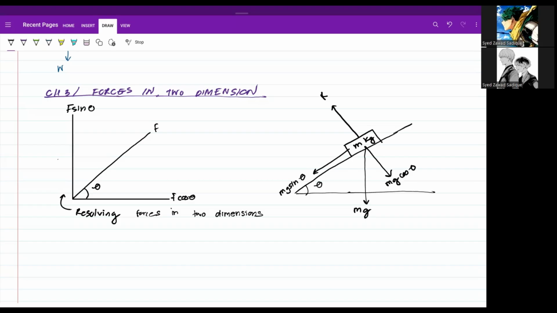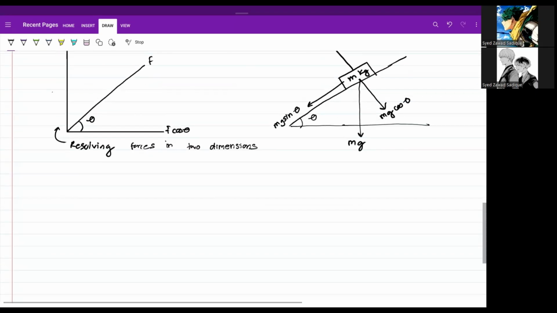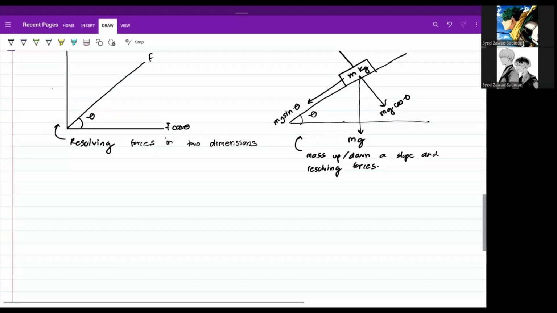Now that's the main concept of this chapter. We can refer to this as mass up or down a slope, and resolving forces. Resolving forces. So that's chapter 3.